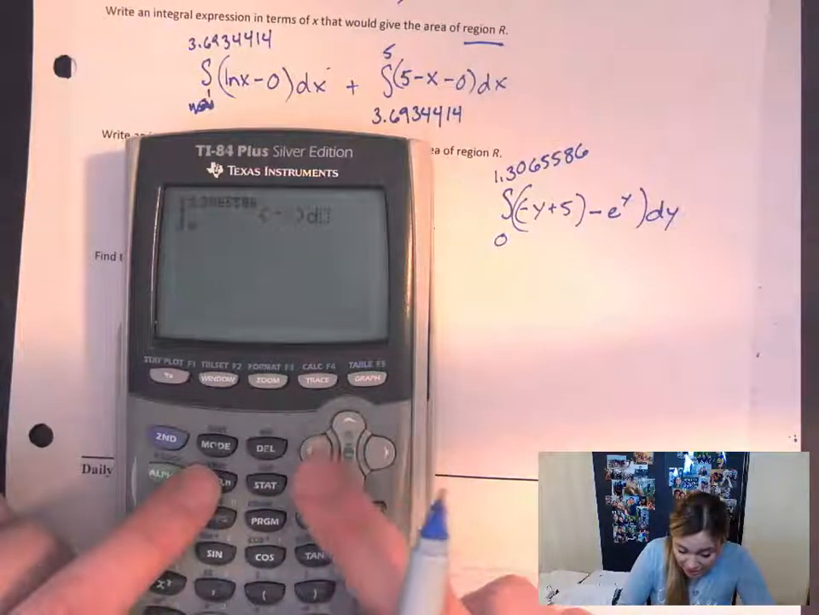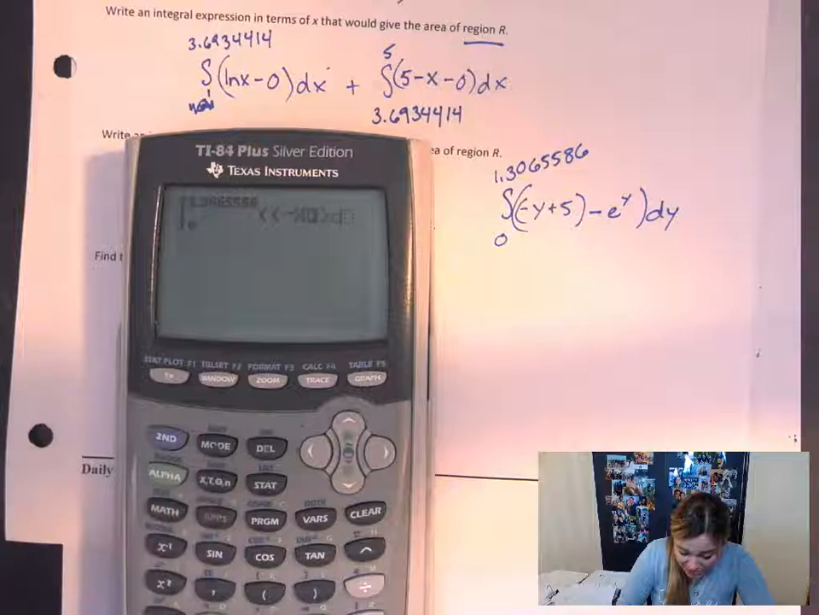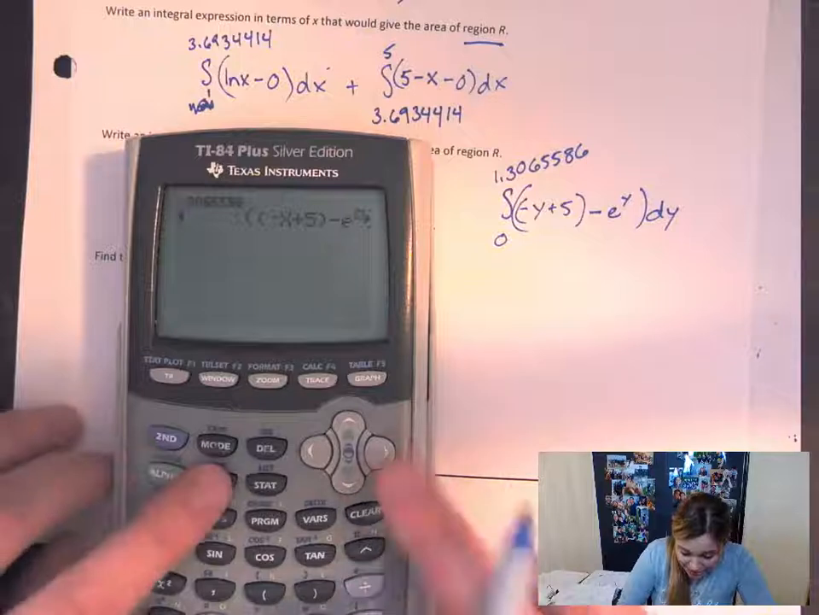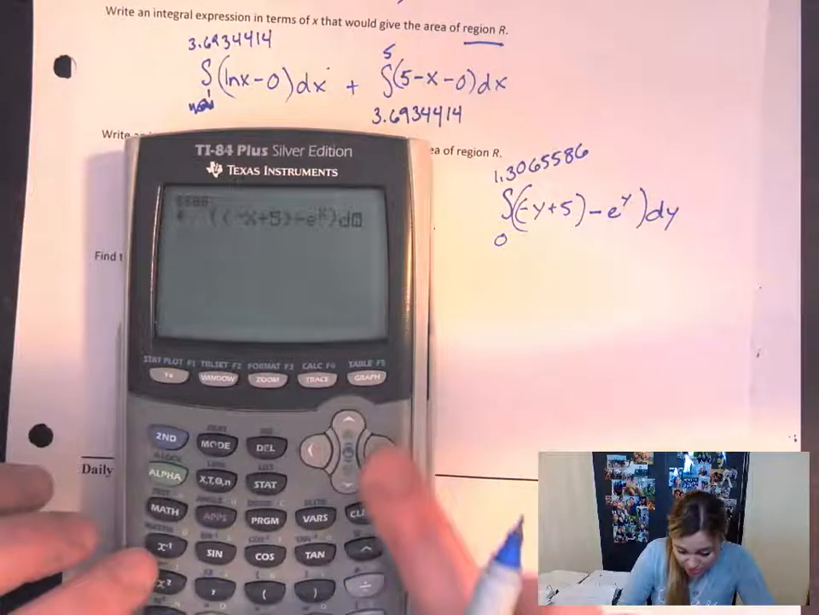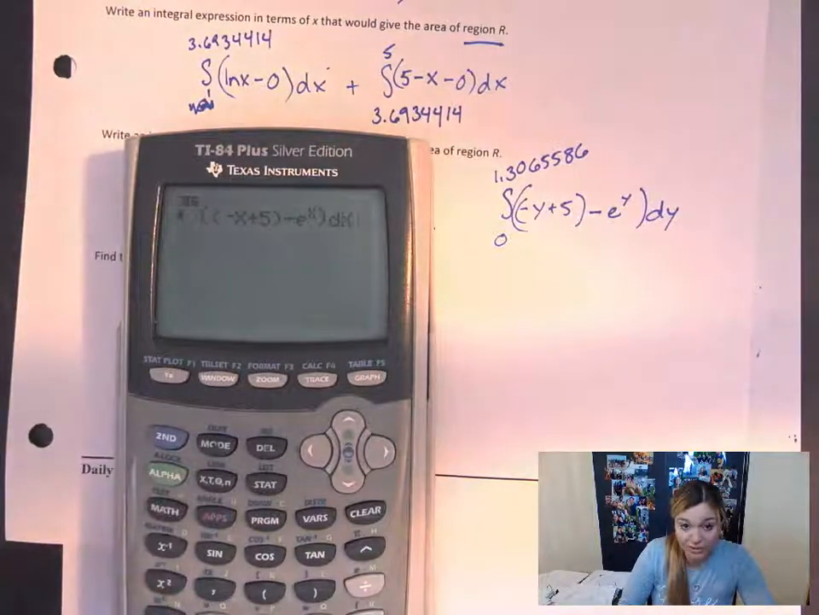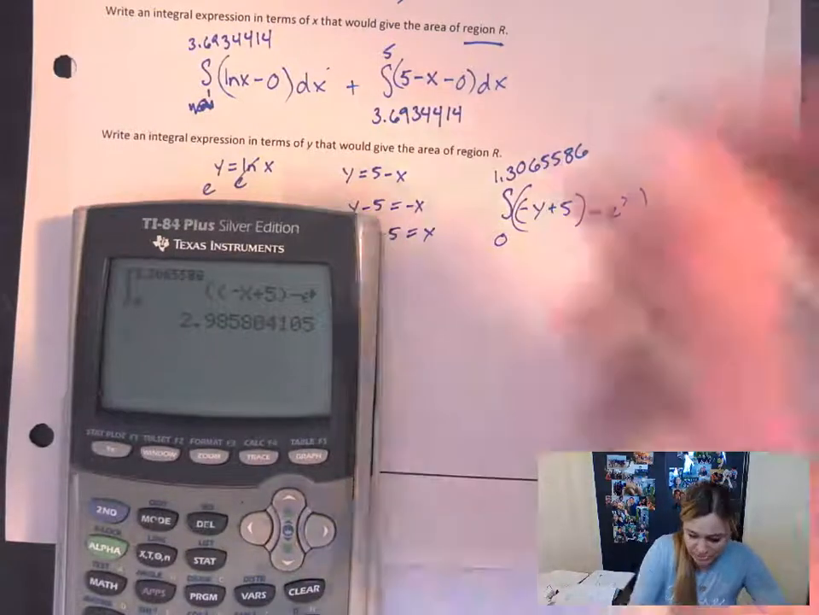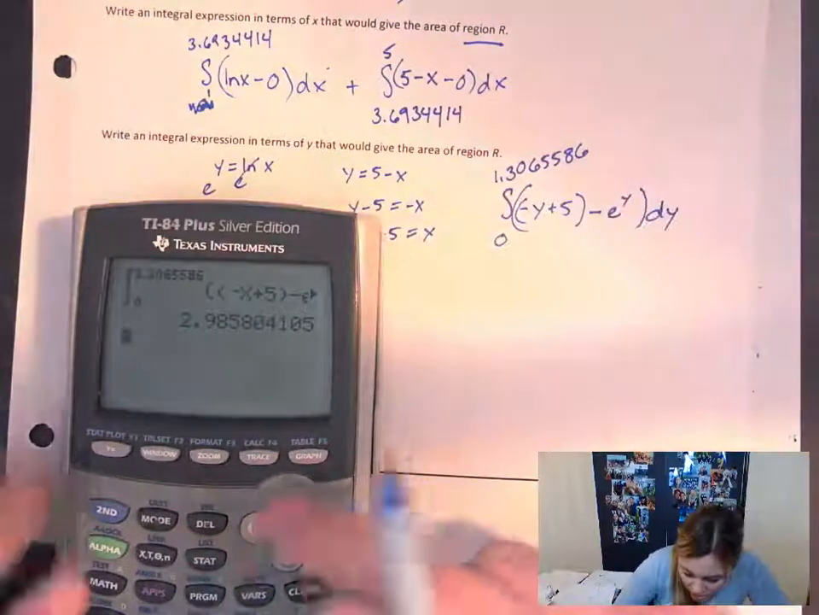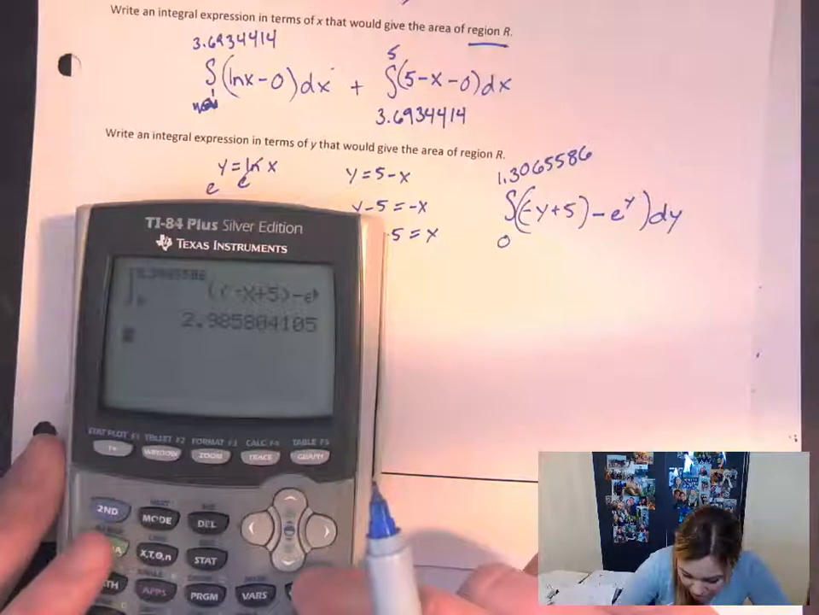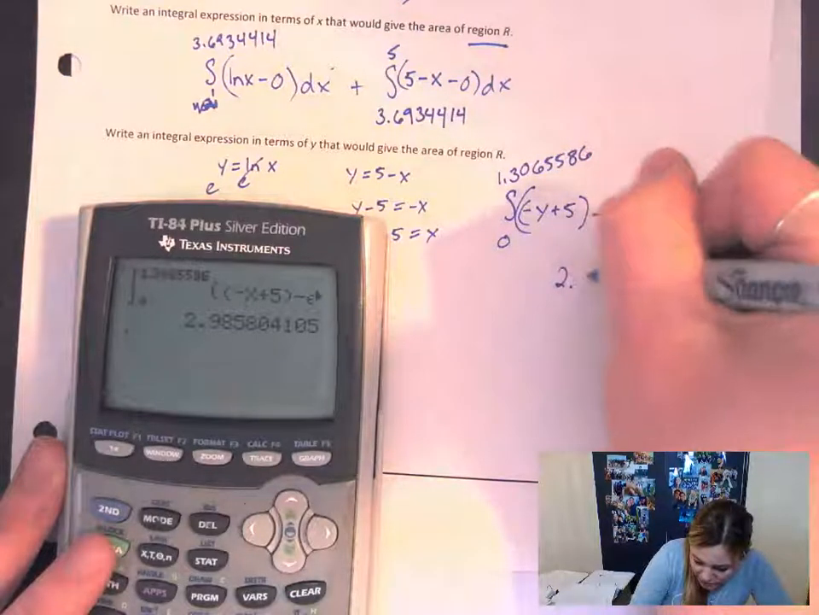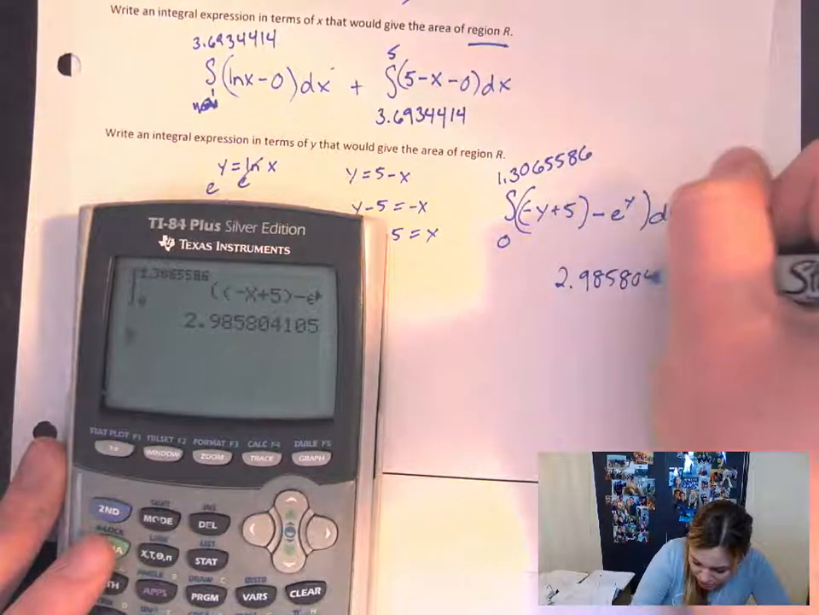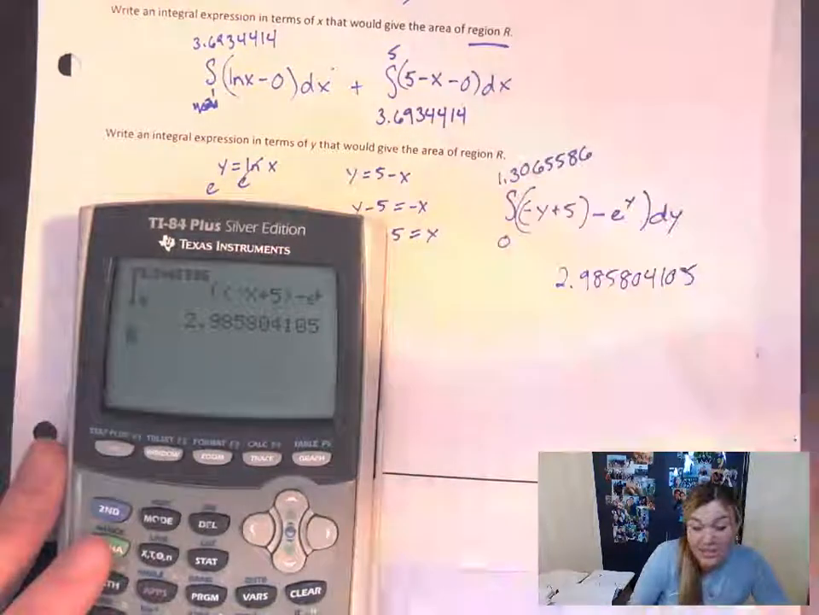So I'm going to put in parentheses, negative x plus 5 minus e to the x, because I'm just using x as a variable. It doesn't matter which one exactly here. So really I did this all in terms of y. I should get, hold on, what did we get before? Why do I have something different? Let me check. Let me make sure I didn't mess something up here. We get 2.985804105. These two regions should be exactly the same, so hold on.